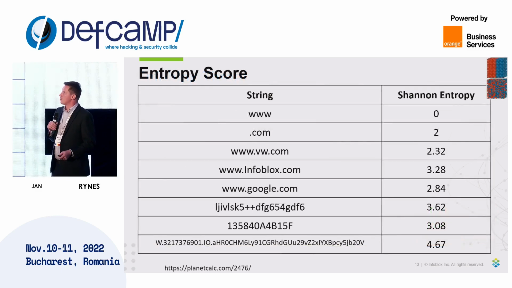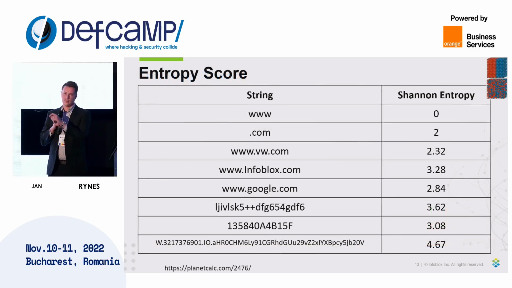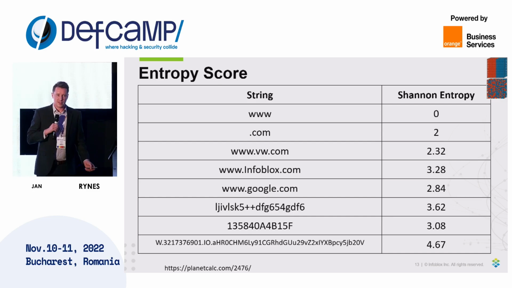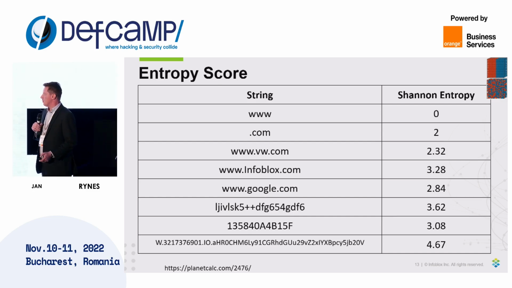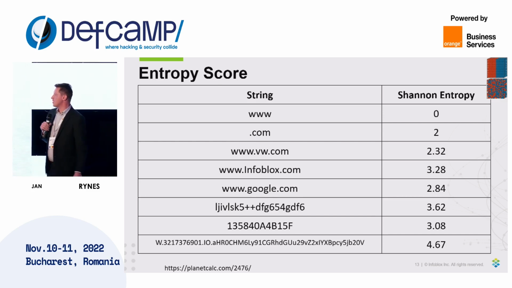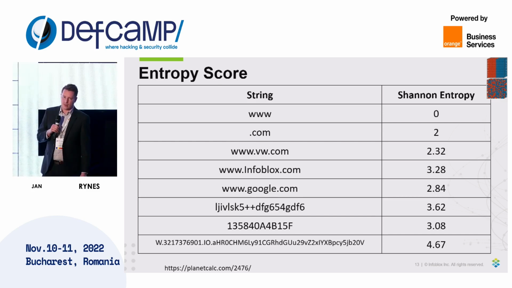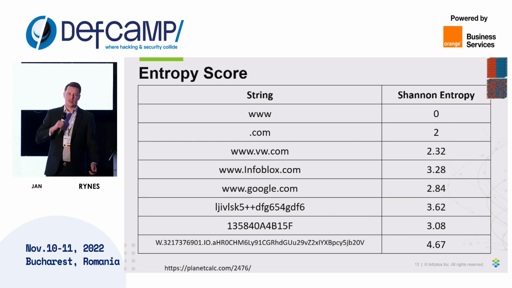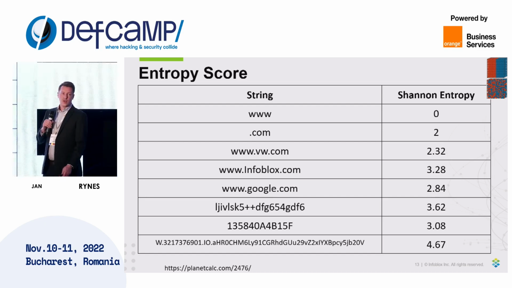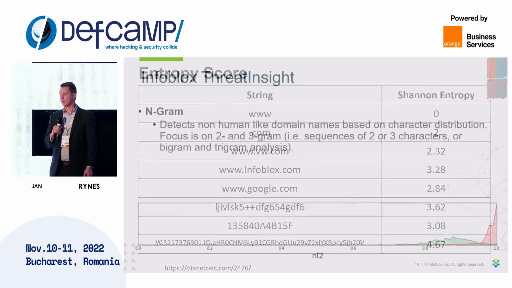Some examples of entropy scores are on the screen right now. So www has an entropy of 0 because there is no randomness, it's the same character. Other scores are inside. As you can see, even special characters don't matter. It's basically whether a character is repeating or not. A nice detection method, so we take the score and move on.